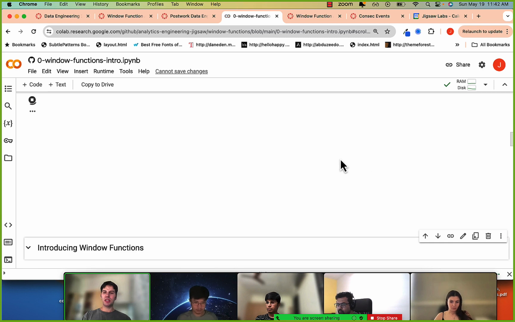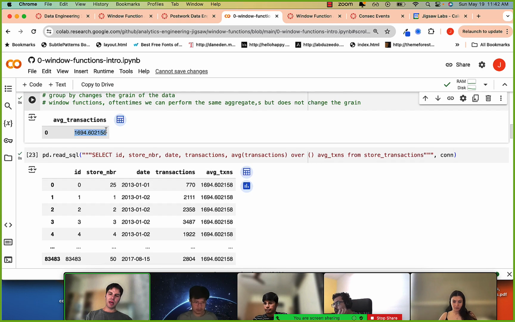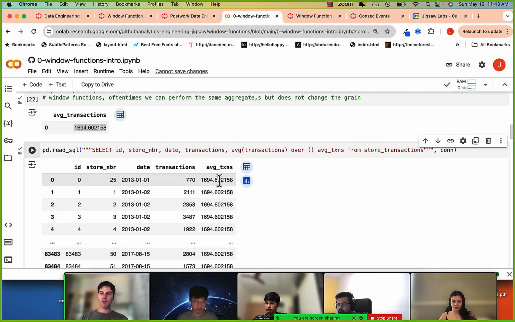Here we're not changing, right? So now we have the same number. So here we're down to just one row. Here we're not changing the grain of the data. Every row still represents one store per day, how many transactions there were. Okay? So how could something like this be useful?